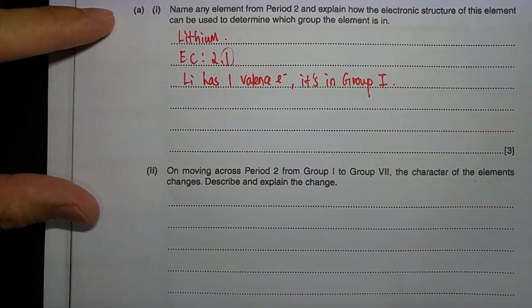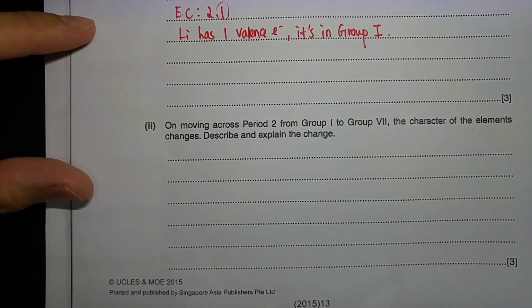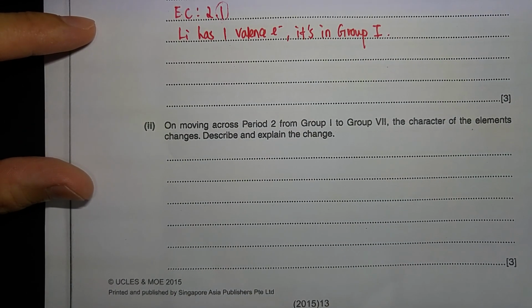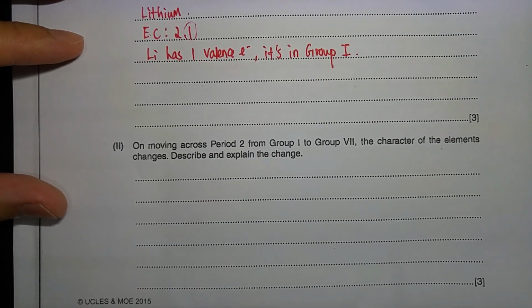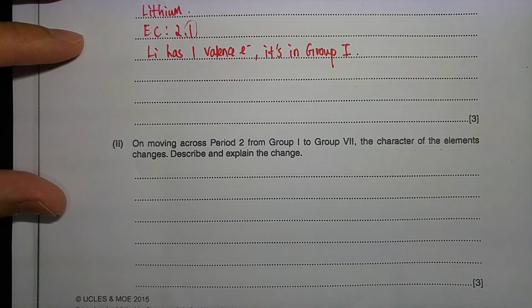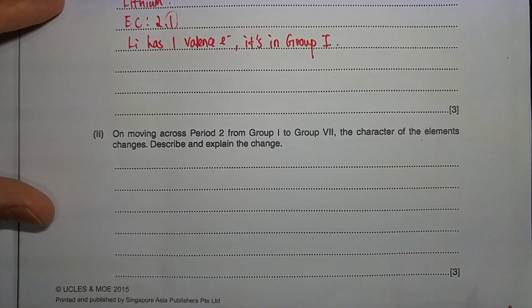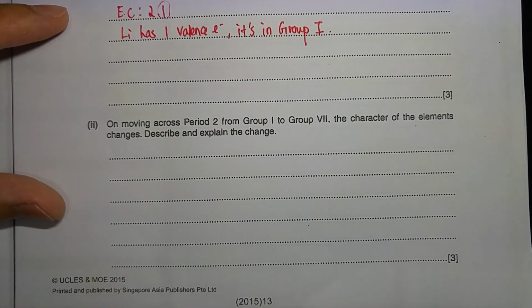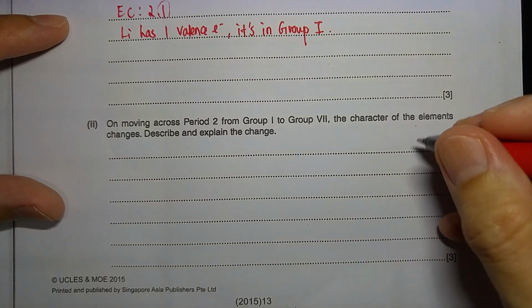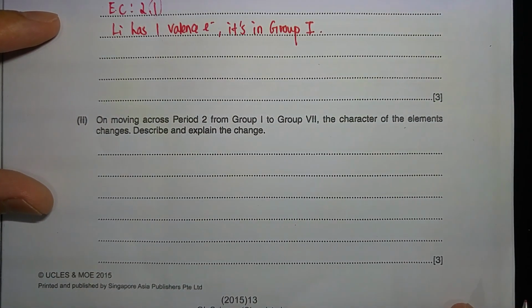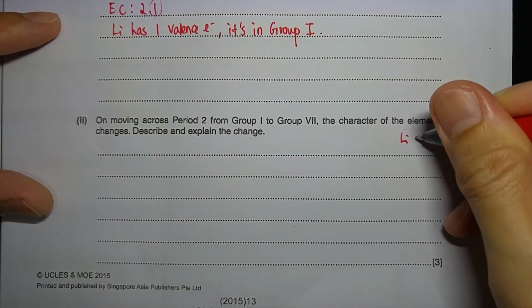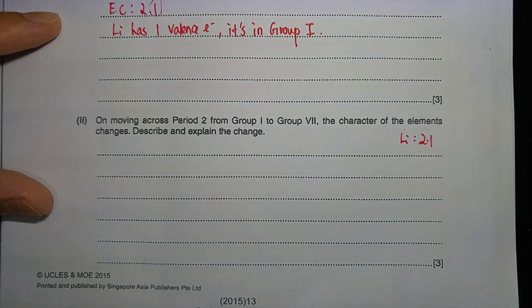Very easy. Now for part 2, on moving across period 2 from group 1 to group 7, the character of the elements changes. Describe and explain the change. If you look at period 2, group 1, just a bit of working on the side: lithium, its electronic configuration is 2, 1.